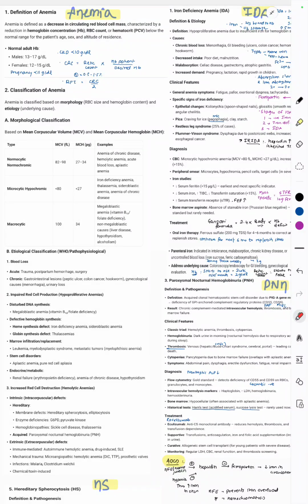We're starting with the important topic, that is anemia. So when we define anemia, anemia is defined as a decrease in the RBC mass or decrease in the hemoglobin concentration below the normal range for the patient's age, sex, and altitude of residence.